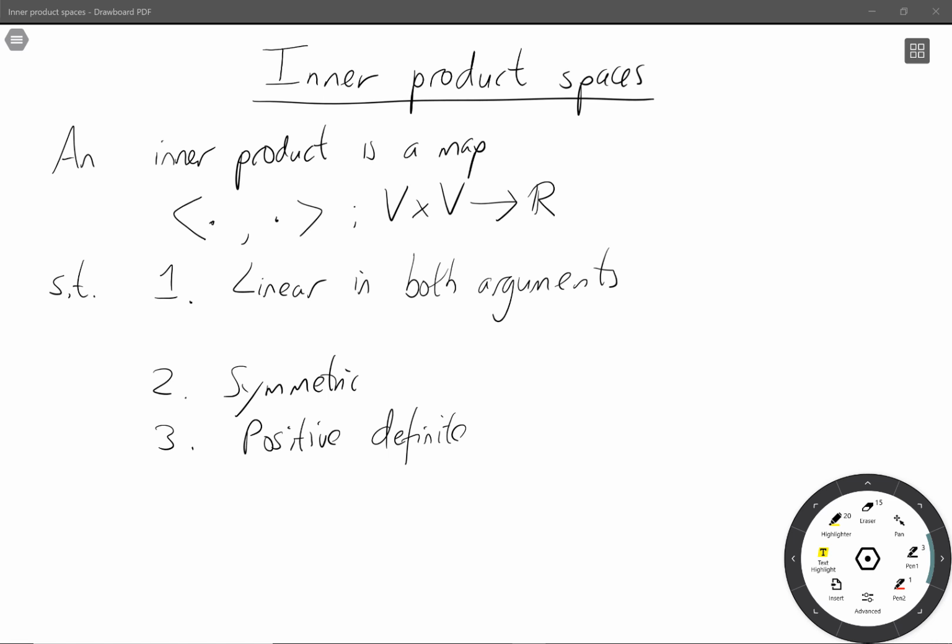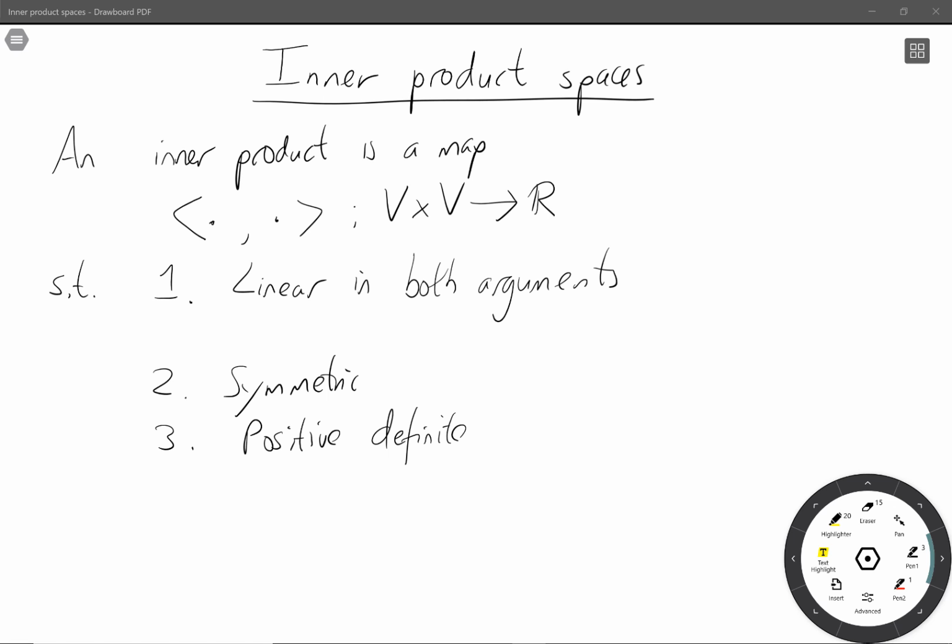Okay, so inner products give us a sense of angle, and they also lead to the sense of distance. They define a norm. So if V is a vector space, then an inner product is a map from two elements of V to the real numbers. And it obeys a few properties. The first property is that it is linear in both of its arguments.